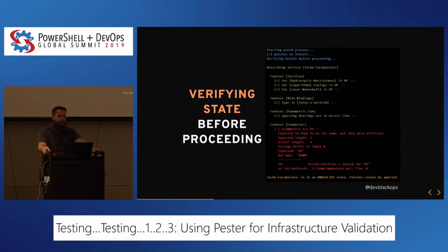Here, I'm going to run some Pester tests to say, yes, my, and I'm going to screw this up, hydrocoptic marsal veins, that service is up, the logarithmic casing is up, and our lunar wane shaft is up. Yes. The lotus-o-deltoid type, or the main windings, is type of lotus-o-deltoid. Our panamadric fan spurving bearings are in direct line, and oh crap, our grammar meters are not up. So this server is not in some healthy state. I probably should not patch it. I need to bail out of my automation and maybe do some type of manual intervention before I continue.